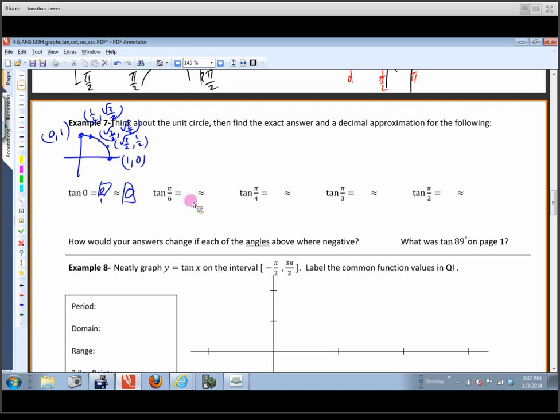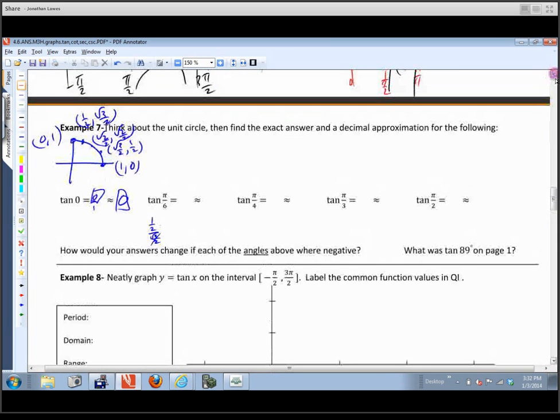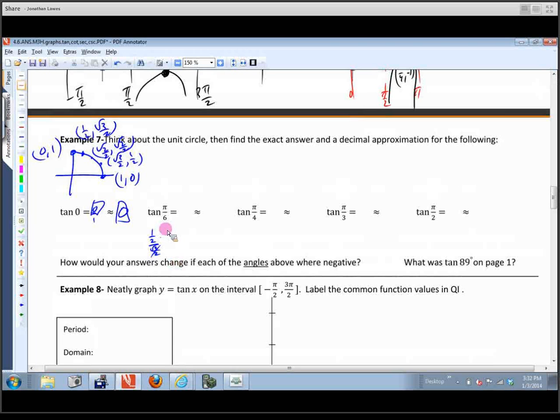So let's do pi sixths. That's going to be the y-coordinate over the x-coordinate. And again, if you've got these memorized, then you're really in great shape here. So the y-coordinate's 1/2, and this is radical 3 over 2. I'm going to flip that one over and multiply. So this is going to be 2 on the top, radical 3 on the bottom. So I've got 1 over radical 3, which a lot of times we write as radical 3 over 3.